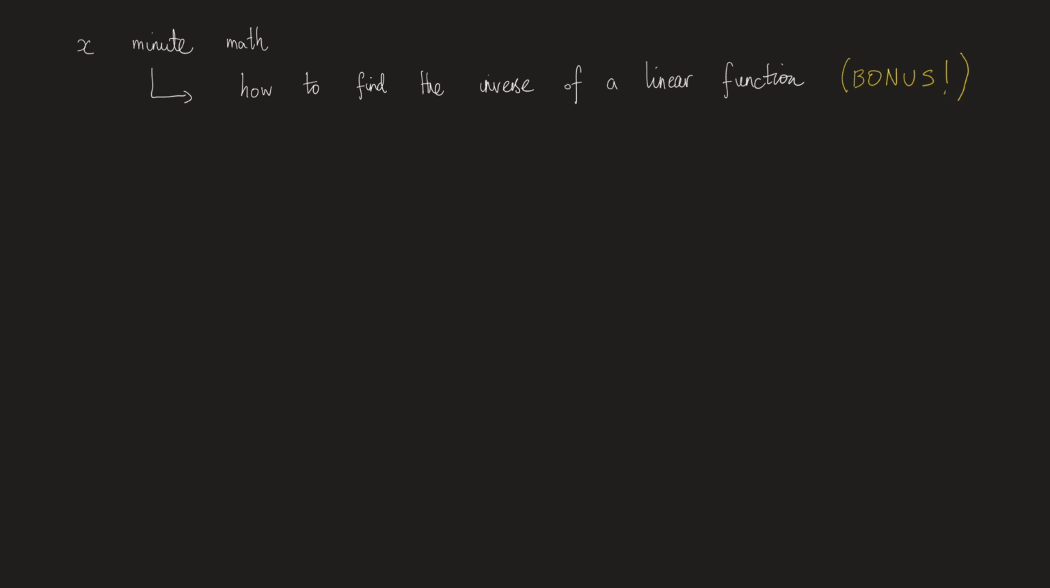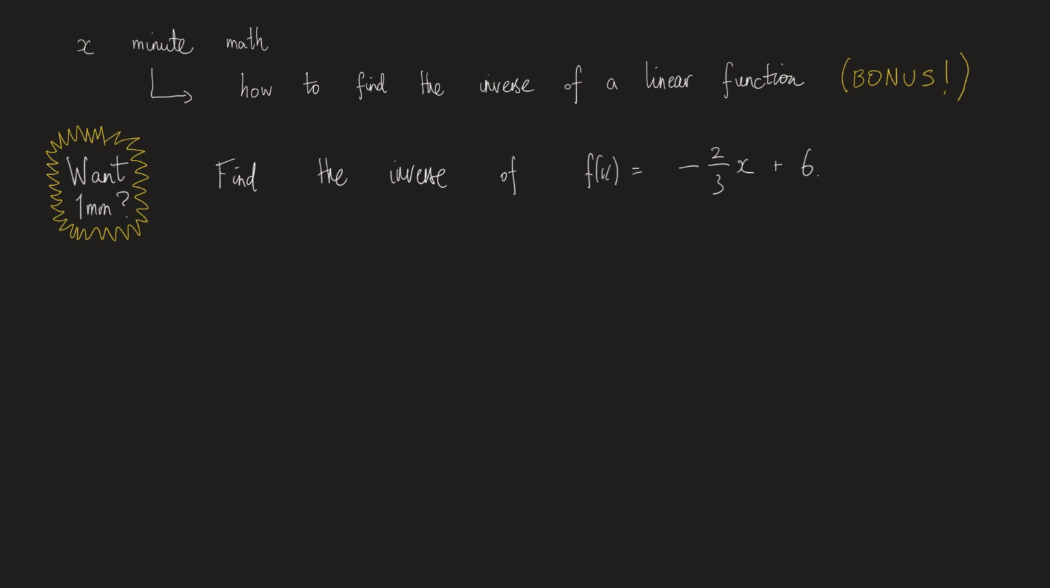In this bonus video, I wanted to address the 1 extra minute of math problem that I set at the end of our finding the inverse of a linear function video. It challenged you to find the inverse of the function f of x equals negative 2/3 x plus 6. But there's actually something quite subtle going on here that I thought it would be worth talking about together. Namely, it is that pesky negative sign.